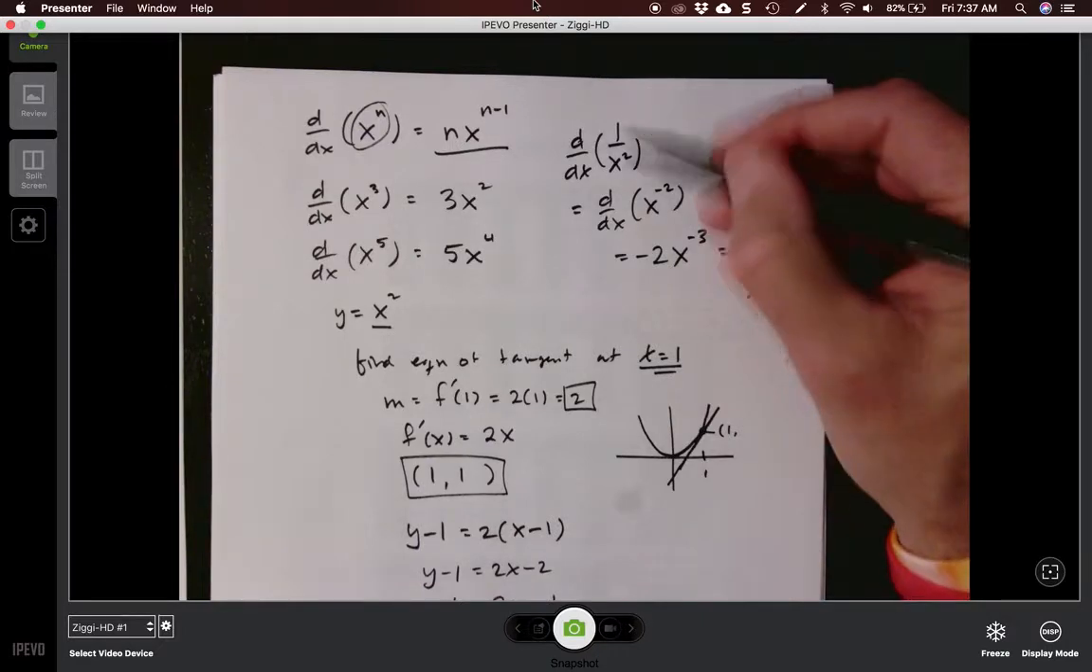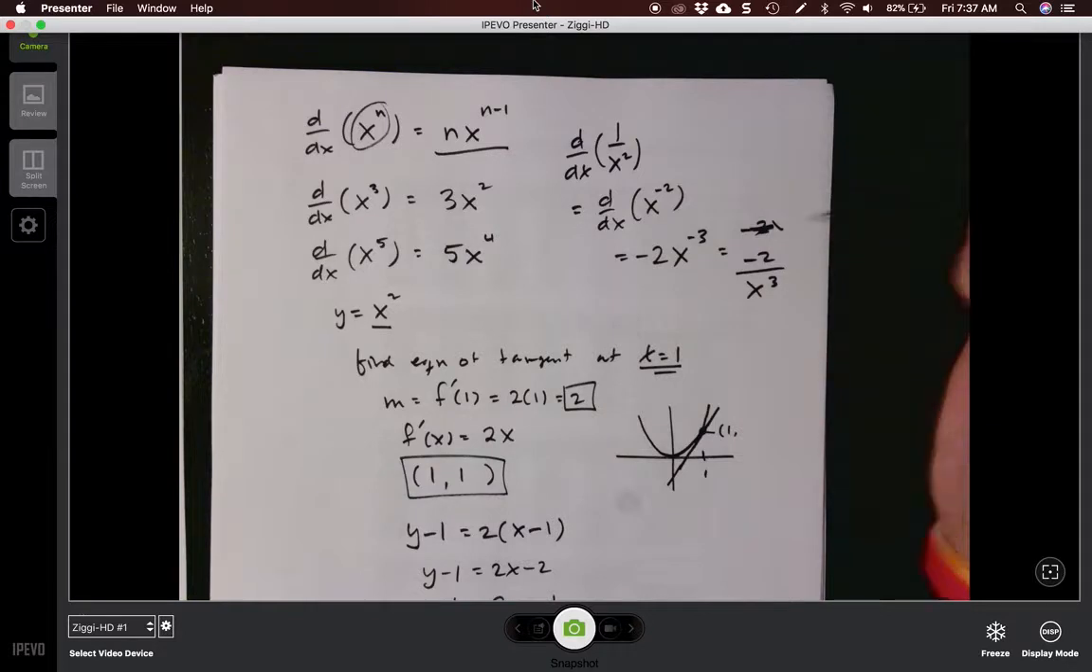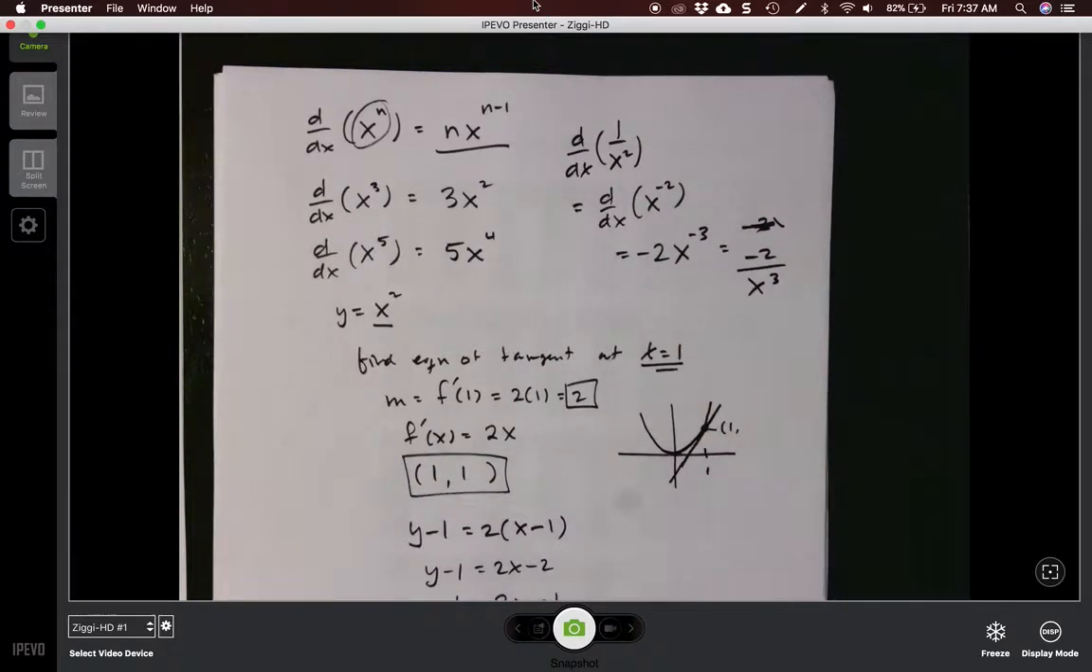Okay, so don't apply some rule that doesn't apply. You have to write this as a power function first, and then you can apply the power rule.